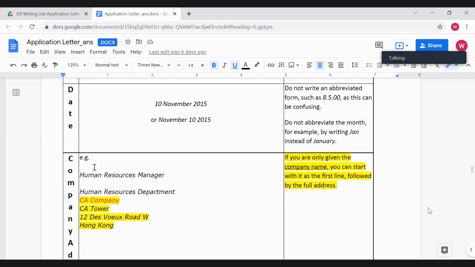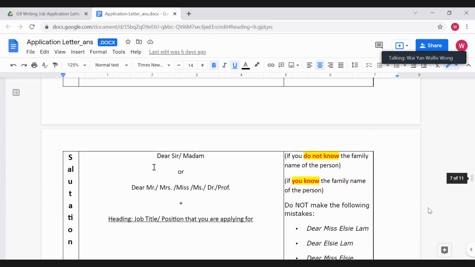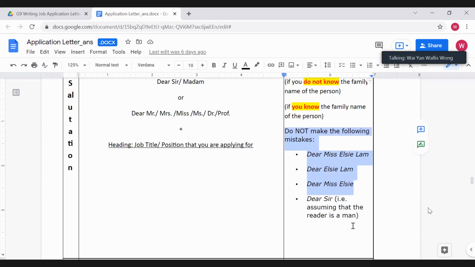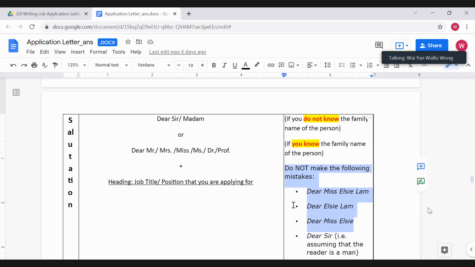Company's address. Dear sir. Okay, it depends whether you know her title, her name, or not. Understand? However, if you know the person's name, don't call her the full name, like Miss Wallace Wong, dear Miss Wallace Wong. No, you just use the last name. Be polite.